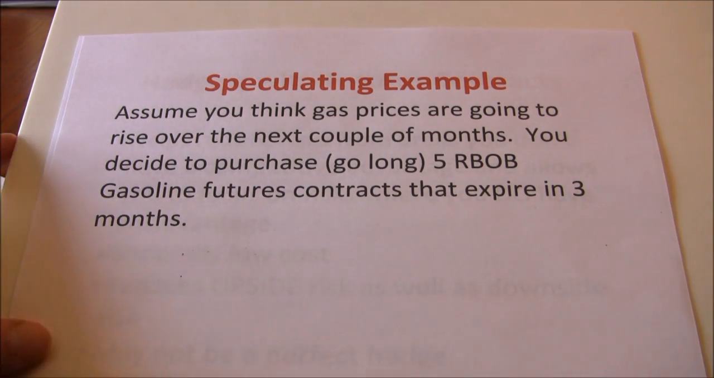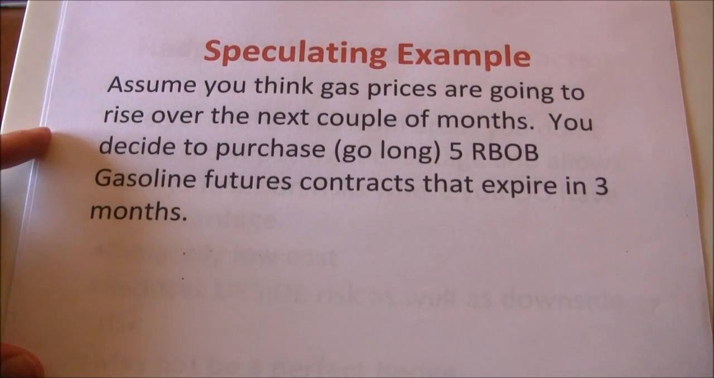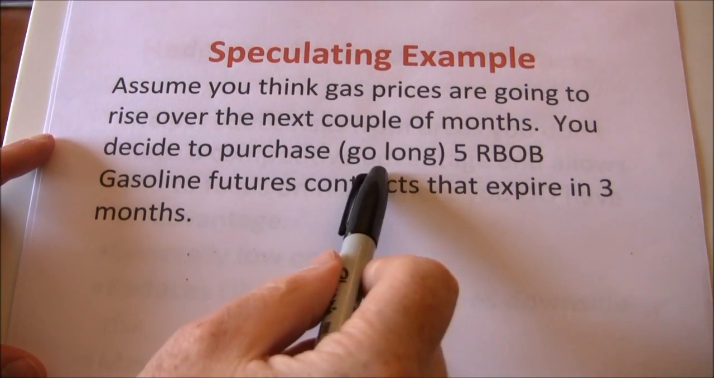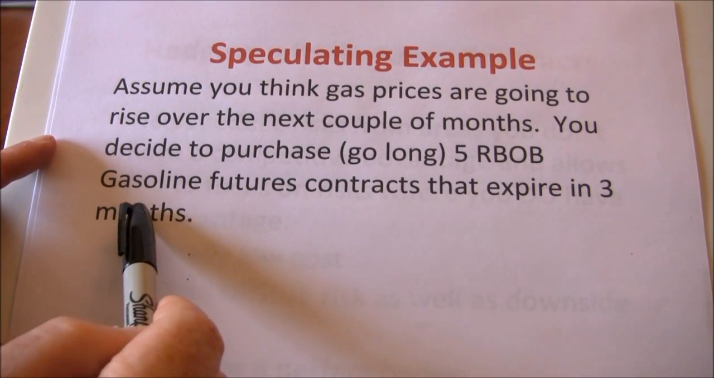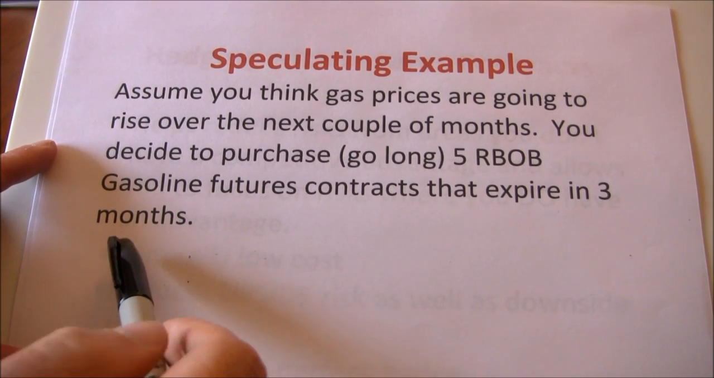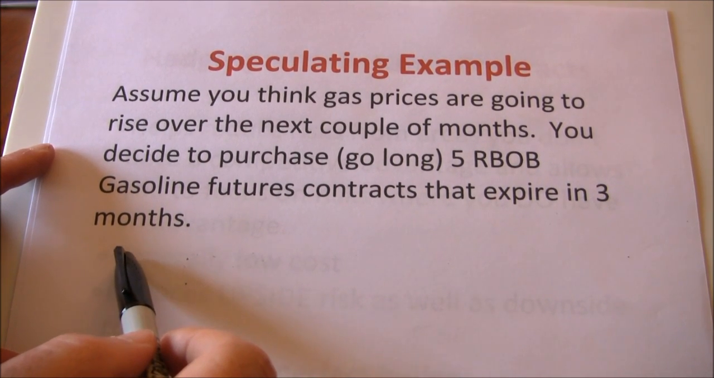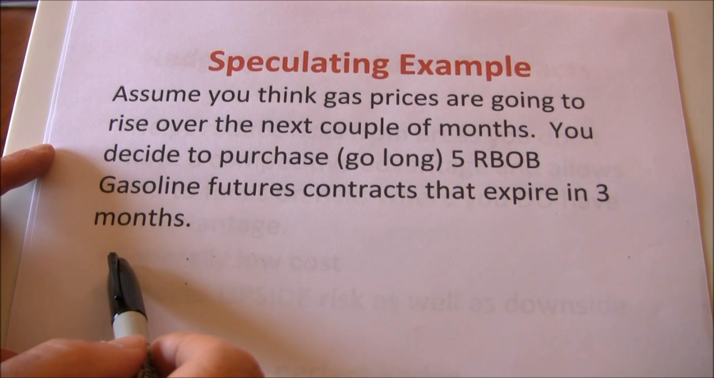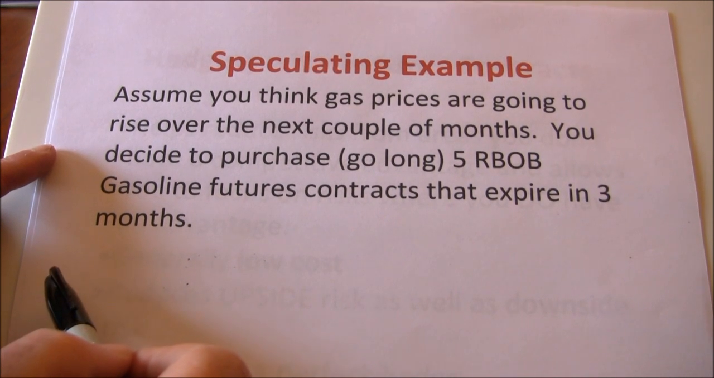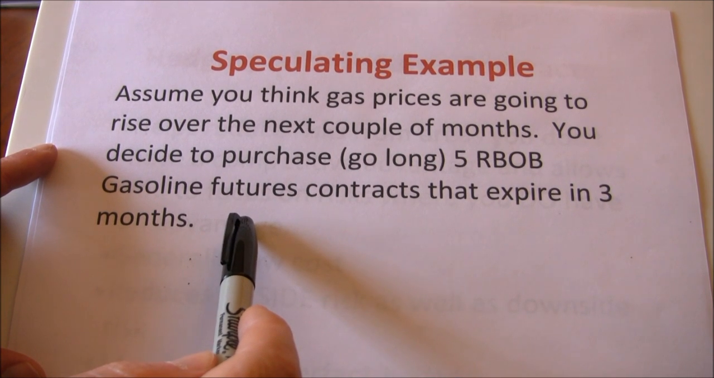A speculating example might be that you assume gas prices are going to rise over the next couple of months. And in order to try to profit from that, you decide to purchase, or go long, 5 of the RBOB gasoline futures contracts that expire in 3 months. Now you may say, well, I'm hedging because I have exposure to gas prices, but not to the extent that you need to buy 5 RBOB gasoline futures. That probably covers 5,000 times or more your natural risk exposure to gas prices. So here you're just making a speculation.